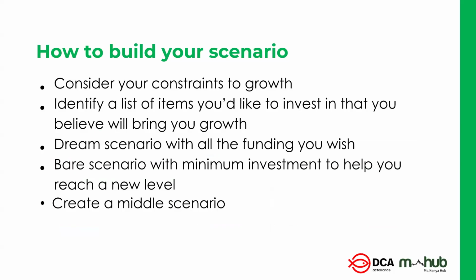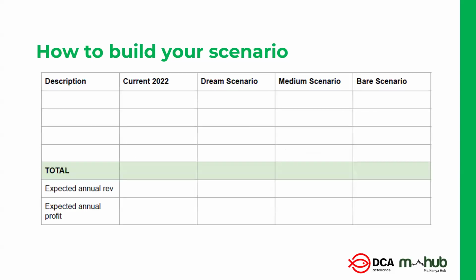So how to build your scenario: consider your constraints to growth. You remember we talked about that. Identify a list of items you'd like to invest in that you believe will bring you growth. Start with the dream scenario with all the funding you wish. Go to the bear scenario with the minimum investment to help you reach a new level, and then create a middle scenario. So dream, bear, katikati.